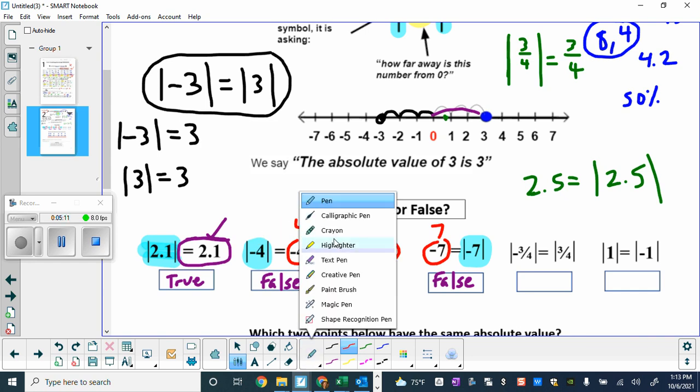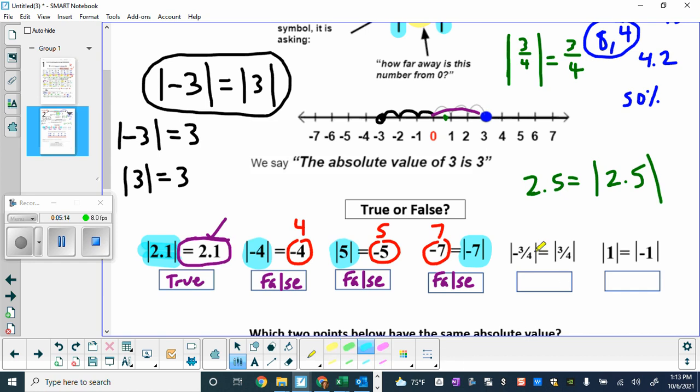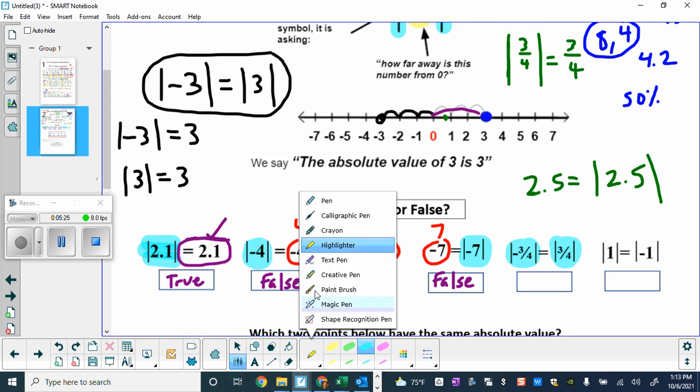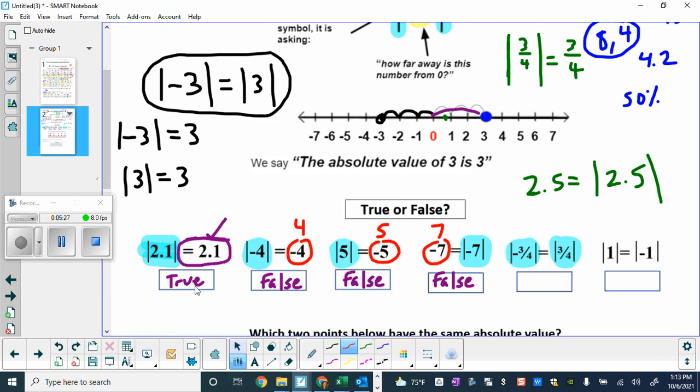All right, now on the next to last one, you'll notice that actually the absolute value is on both numbers. So this is just asking, is negative 3/4 the same distance away from 0 as 3/4 is? And the answer would be, yeah, it is. So this one's true. I can just copy and paste because I'm on my computer, but you can just write true or false in there. And for the last one, is 1 the same distance away as negative 1? Yup, it's true. That is true as well.